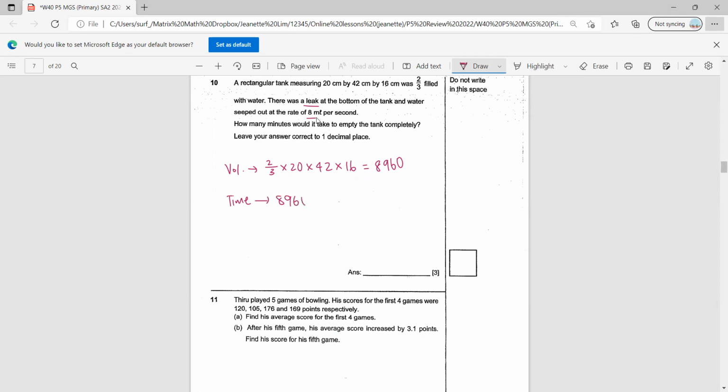First, you have this much, right? This is in cubic cm, which is the same as ml. So you divide by 8, you get 1120. This is in seconds. They say leave it in minutes. So seconds means you divide it by 60. Divide by 60. Then you get this. Round it to 1 decimal place.